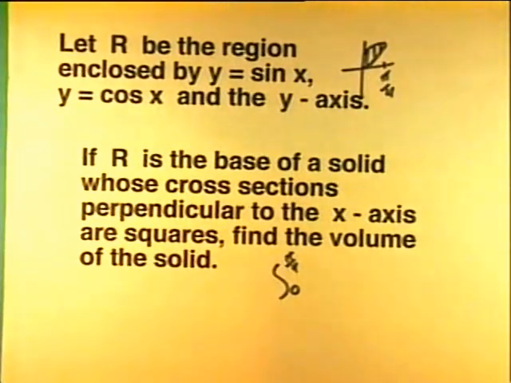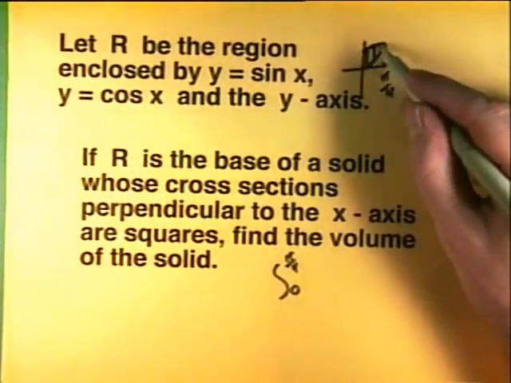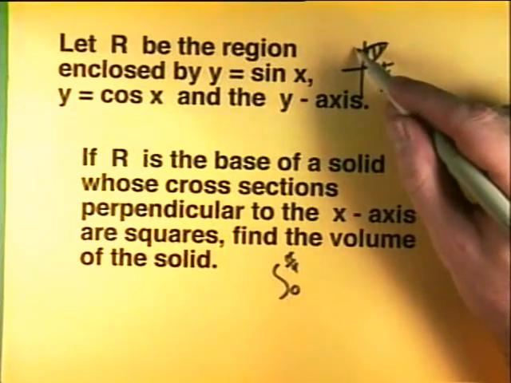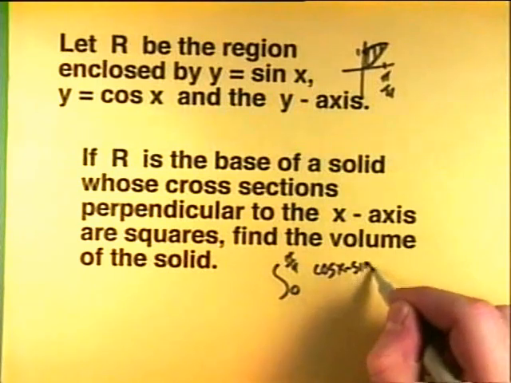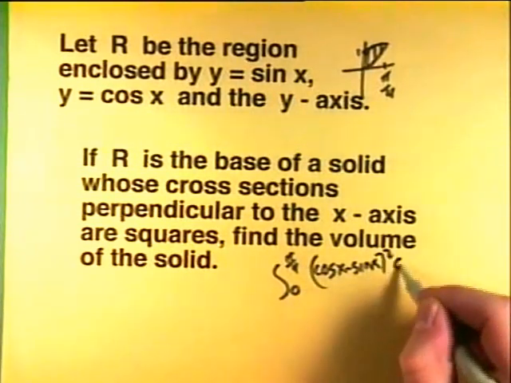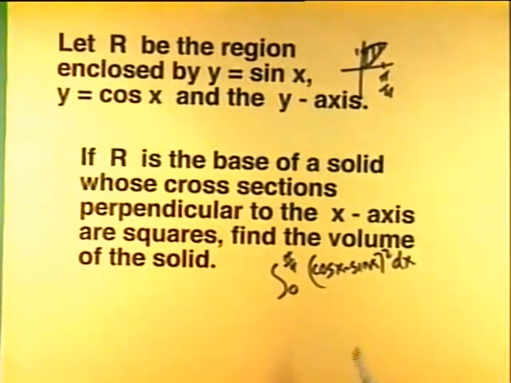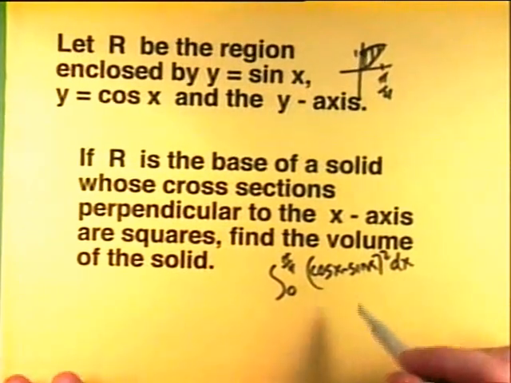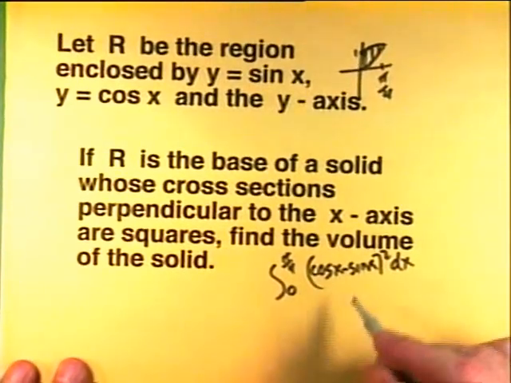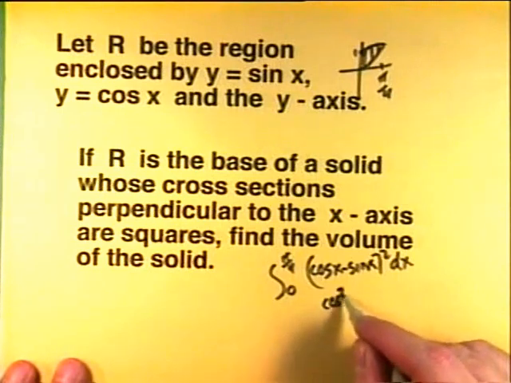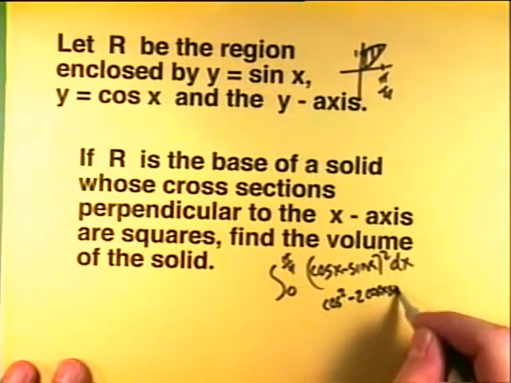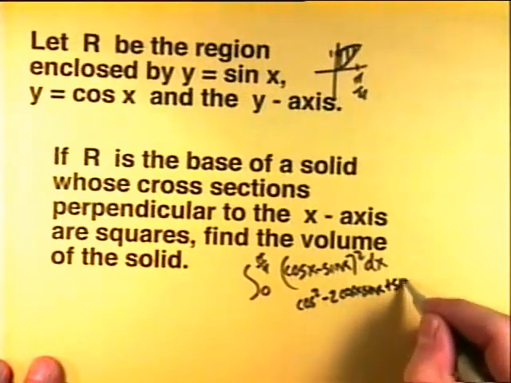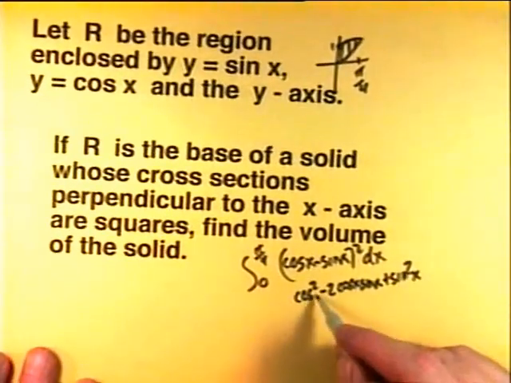Sine of x minus cosine x. Which is on top? Sine of x. No, this is actually cosine x. So it's cosine x minus sine x, quantity squared. I'm going to show you something in a second, but if you had to simplify this, this would be cosine squared x minus 2 cosine x sine x plus sine squared x. So this actually simplifies to something.